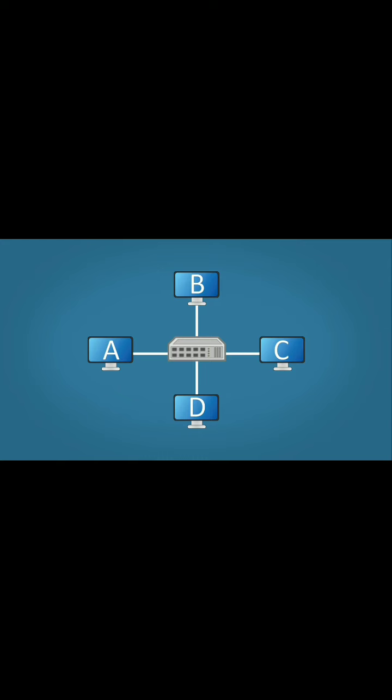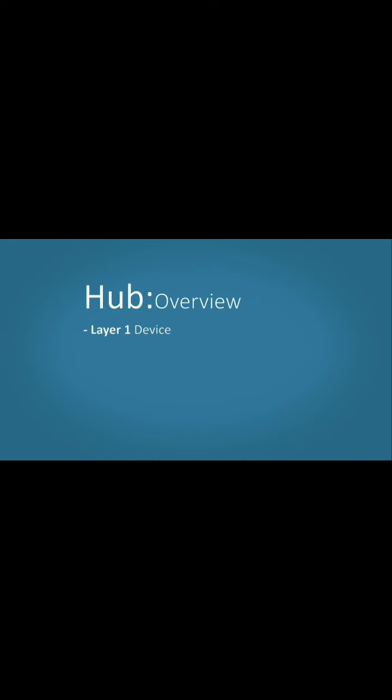A hub uses something called half duplex, which means it can't send and receive data at the same time without causing a data collision. This would cause your data to become corrupt and need to be sent again. So in overview, a hub is a layer 1 device, meaning it has no knowledge of addresses. All it does is repeat any data it receives.